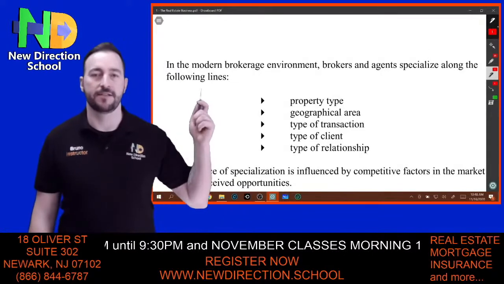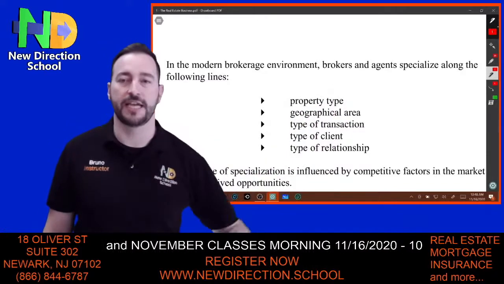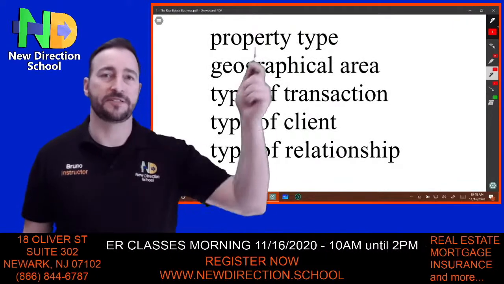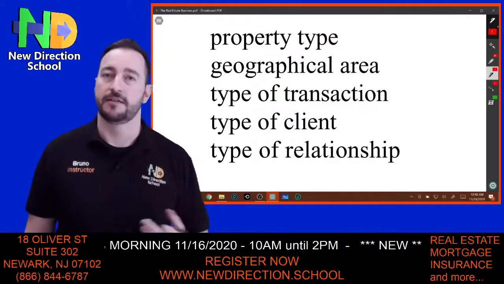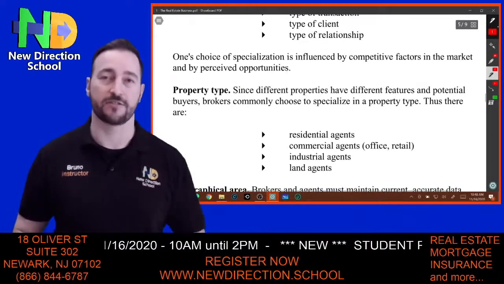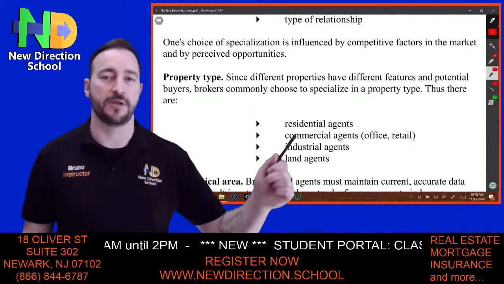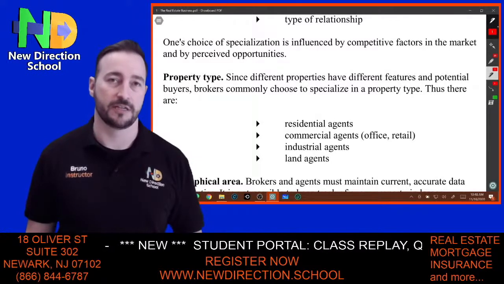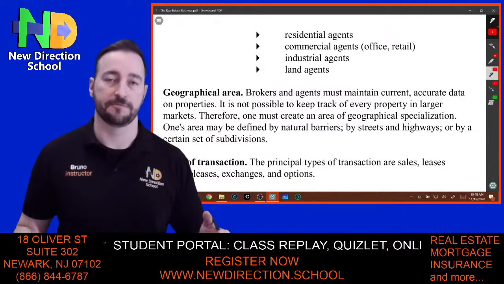Now, in the modern brokerage environment, brokers and agents specialize along these lines: property type, geographical area, type of transaction, type of client, and type of relationship. Again, you need to focus on something so that you can master it, and then you go for everything else. Property type: some people are strictly residential agents, some are commercial agents, some industrial, some are land agents. That's what they specialize in. But even within that, there's different levels, okay?